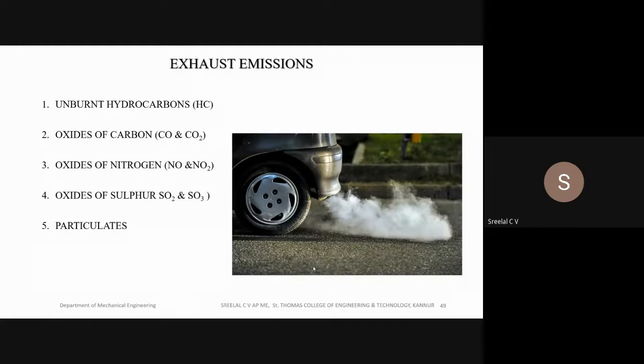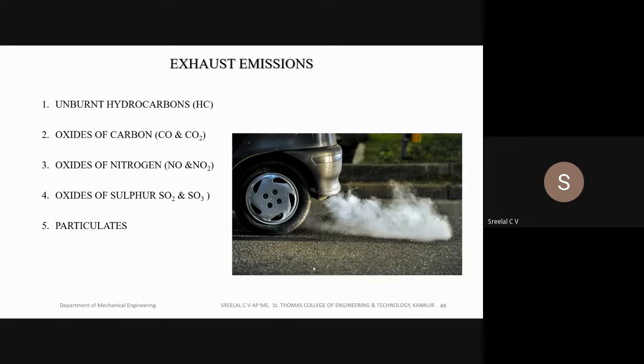At that time, what we are examining or testing in the exhaust emission is the concentration of a few elements. The first one is the unburned hydrocarbons. The fuel used in the engine is mainly hydrocarbon fuel. In some conditions, or due to some particular action, this hydrocarbon will not get fully burned. As a result, it will be taken out during the exhaust stroke.